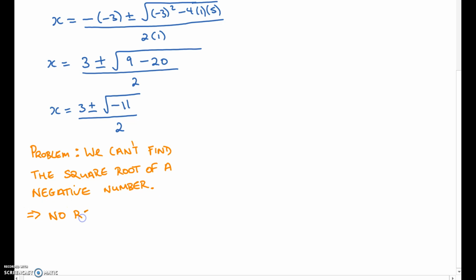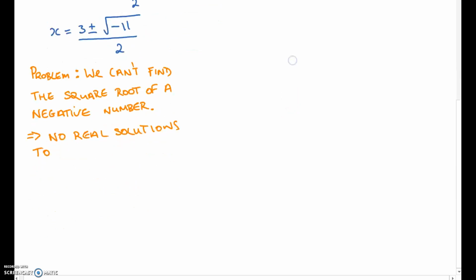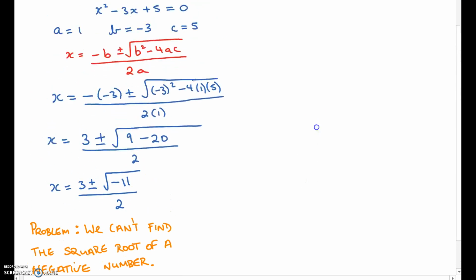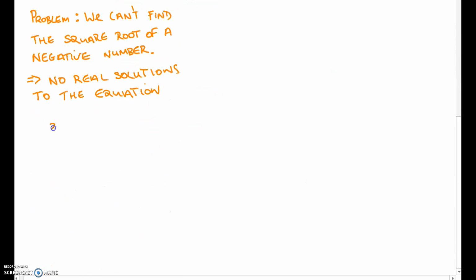No real solutions to the equation. What was the equation again? x squared minus 3x plus 5 equals 0.